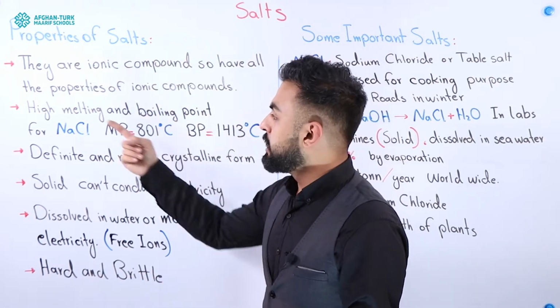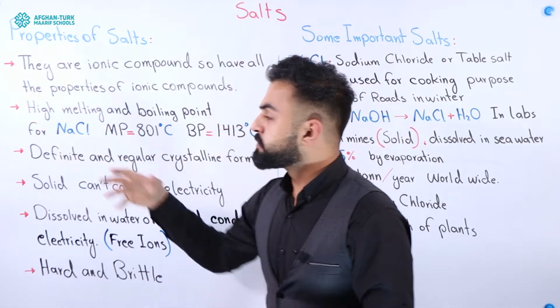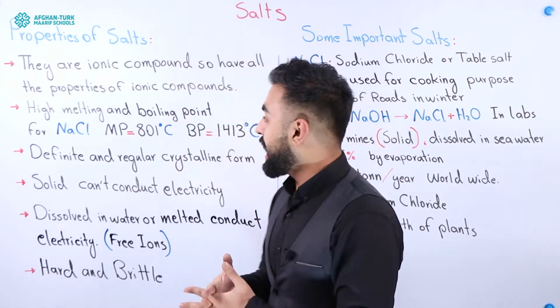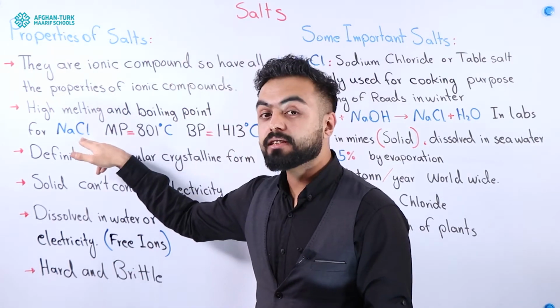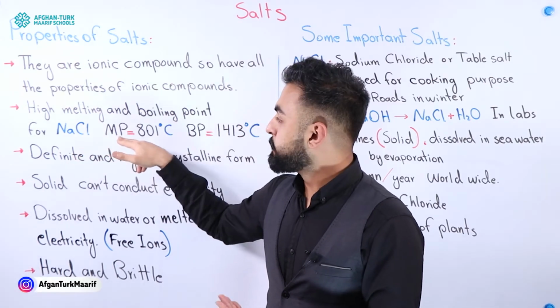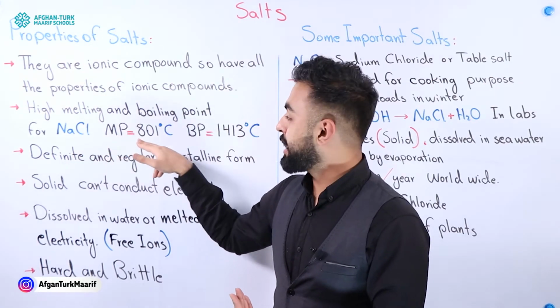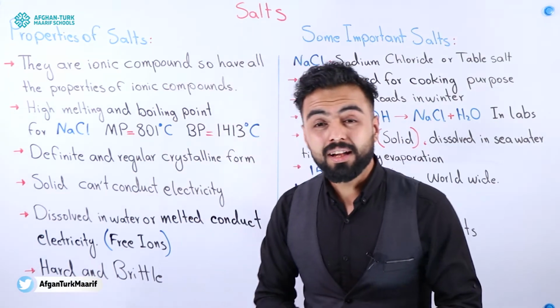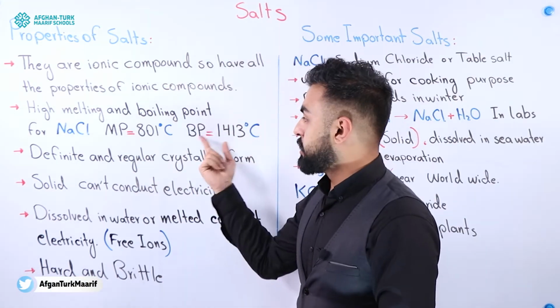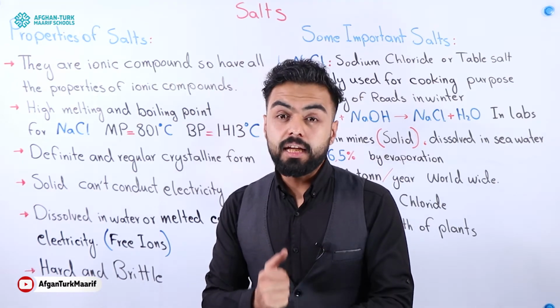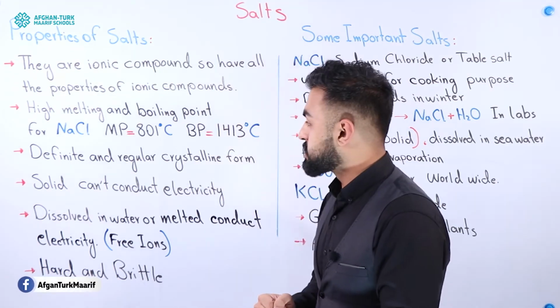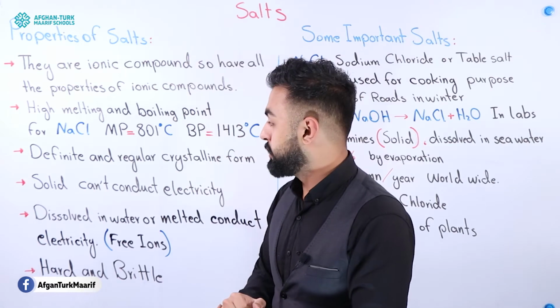What are they? Mostly, the first one, they have high melting and boiling points, as ionic compounds do. For example, NaCl, which is a salt, has a melting point of about 801 degrees Celsius and a boiling point of about 1413 degrees Celsius. So it is a high melting and boiling point.